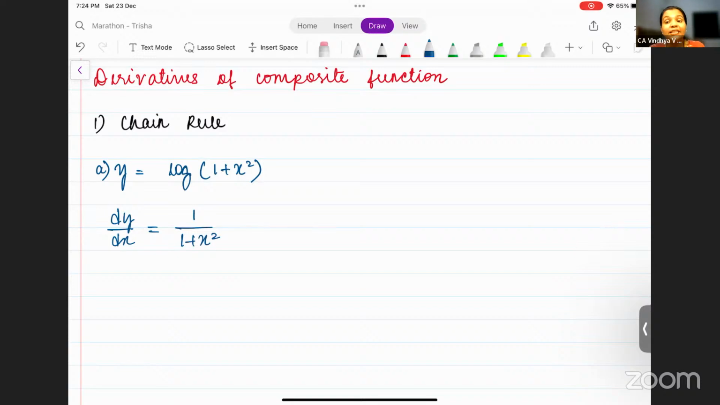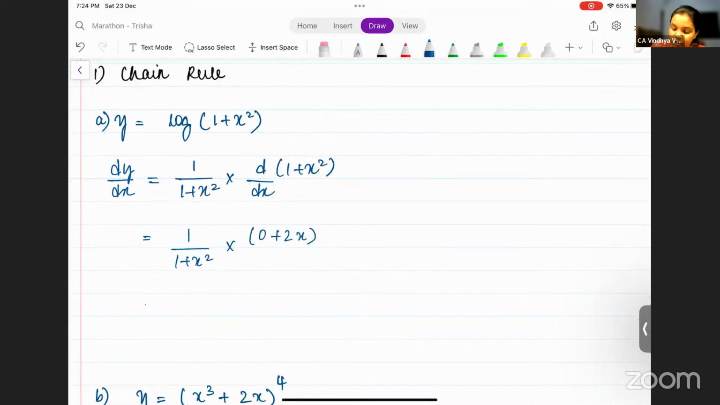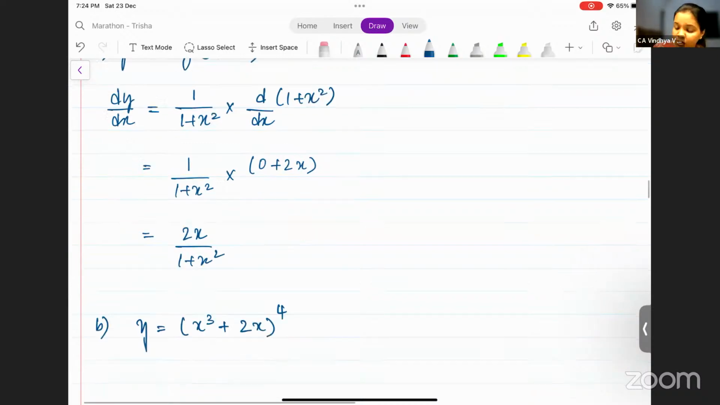Now, because in the place of x something else has been replaced, you have to multiply this with the derivative of that something else. What has been replaced in the place of x? 1 plus x square. So you have to find the derivative of 1 plus x square, which is 1 by 1 plus x square into 0 plus 2x. 0 plus 2x is 2x. So you get the answer as 2x by 1 plus x square. Okay, this is how you apply chain rule.